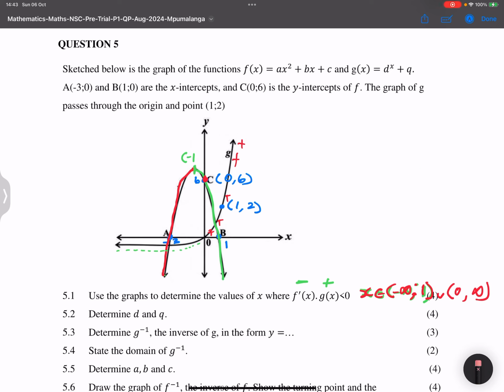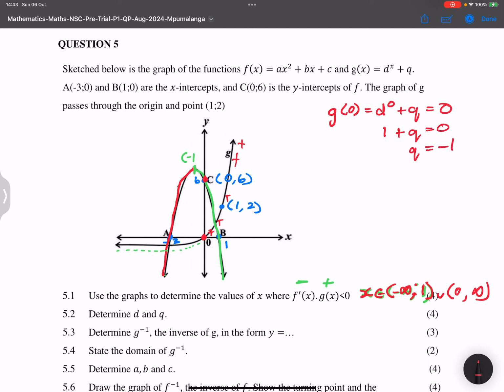Right, now let's go to the next portion, guys. They say determine d and q. So d and q, so firstly, we've got the point (0, 0) that g of x is passing through. So g of 0 would be d raised to the exponent 0 plus q. This is equal to 0. So anything to the power 0 is 1. 1 plus q is 0. And so q would be negative 1.